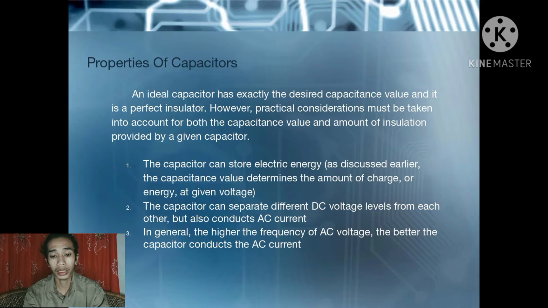Next, the capacitor can separate different DC, direct current, voltage levels from each other, but also conducts AC current, also discussed in the introduction earlier. In general, the higher the frequency of the AC voltage, the better the capacitor conducts the AC current. Those are the properties of a capacitor.